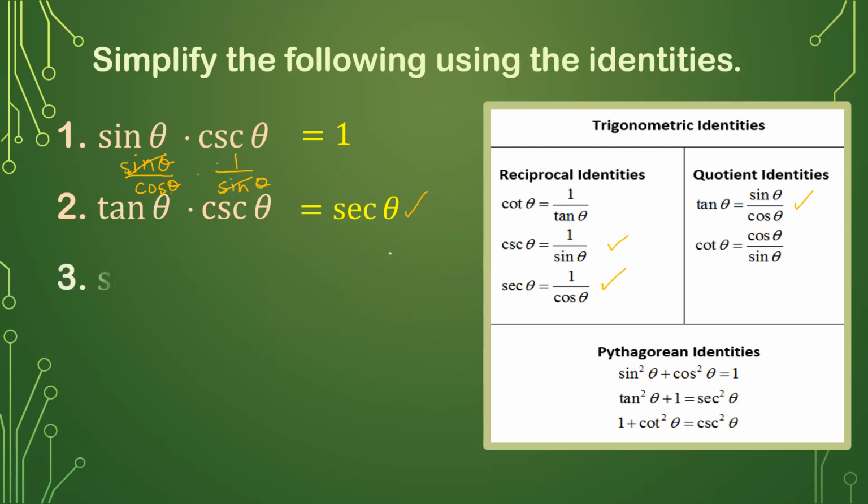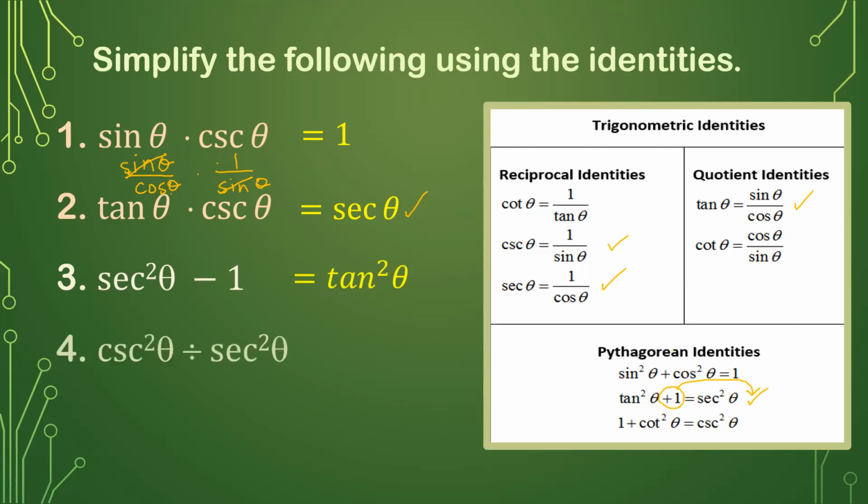Okay, now let's go to number 3. Secant squared theta minus 1. That's another version of this identity. Taking note of this, if you move this to the other side or add negative 1 to both sides, that will be just tangent squared theta. Okay, now for number 4.